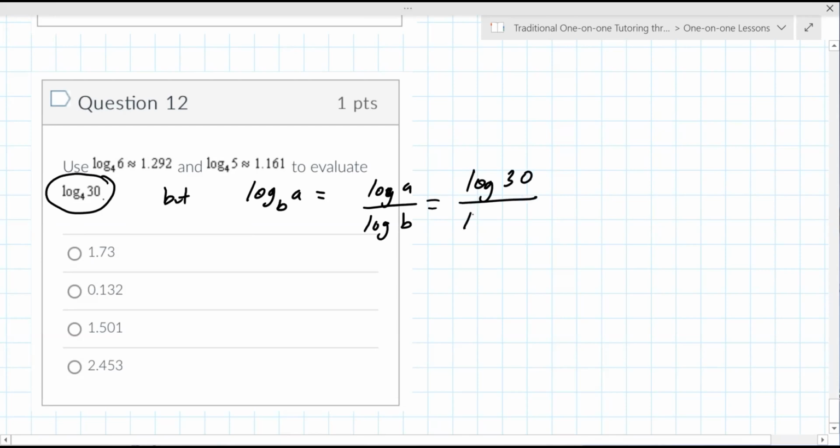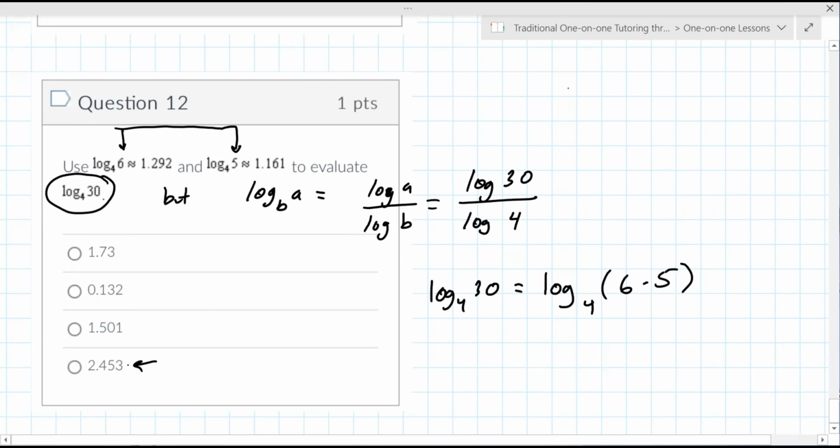Okay. I got 2.453. So we think it's probably the last answer here, right? So log base 4 of 30 can also be rewritten this way. Do you see how these numbers 6 and 5 are given? How can you use 6 and 5 to get 30? We can multiply them. Multiply, right?